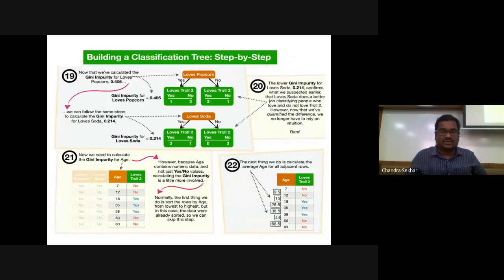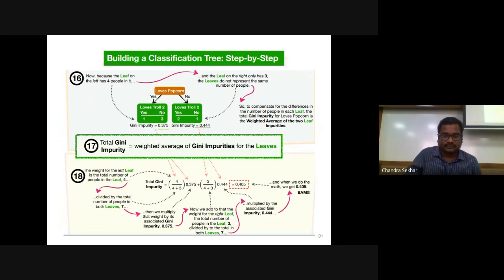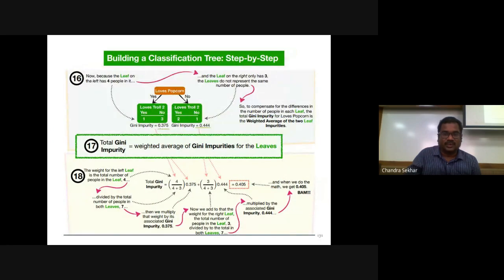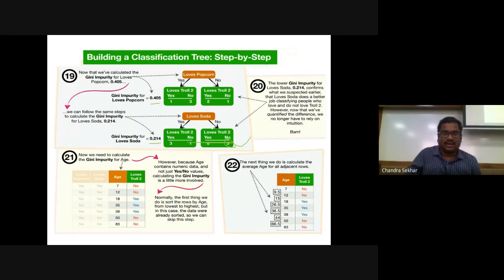Now see loves soda. If I compute for loves soda, what are the impurity values? 0.214. Here there is no need to compute the impurity, because the count is 0, and directly I can take a decision. So by applying the Gini formula, in this case it is equal to 0.415. What are those two values? Loves popcorn 0.375 and 0.444, and loves soda 0.214. Only one node is without any impurity.